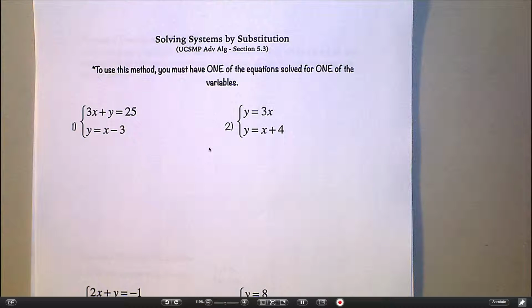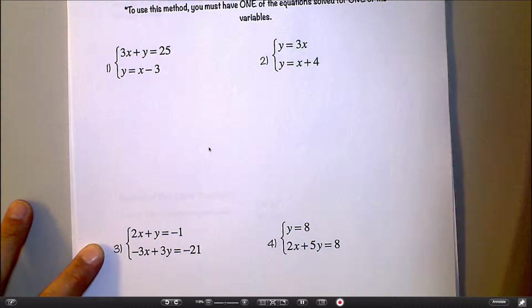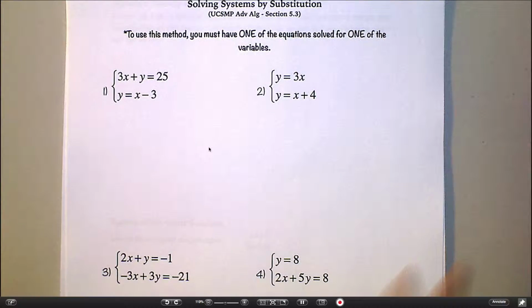Okay, so for substitution, the big thing that you have to keep in mind, the big thing that you have to know is that you have to have one equation solved for one variable. All right, you need to have one equation where either x or y is by itself. Now, you're used to having y by itself, right? You have y by itself when you're in slope-intercept form a lot. But it is okay for you to have x by itself as well. If it's easier for you to get x by itself, do it.